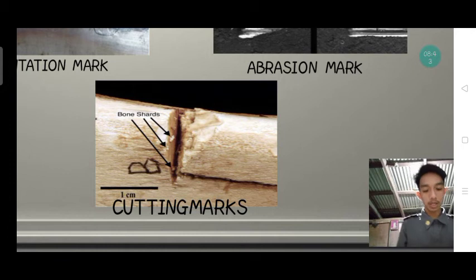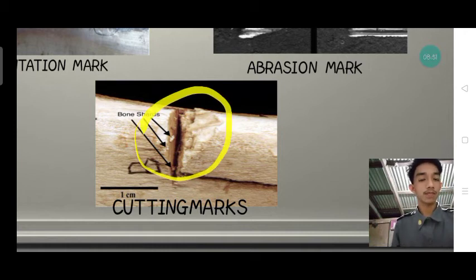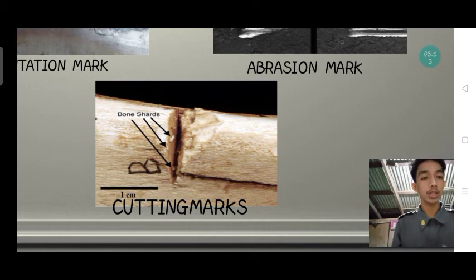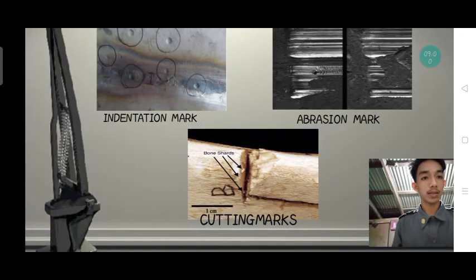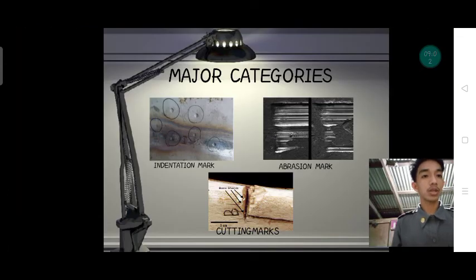So, sa cutting mark naman, pag yung nag-produce along the edge of a surface is naka-cut. So, dito, makikita nyo po naman dito. Pag yung edge daw ng surface is naka-cut, nagko-contain siya ng cutting marks, nagpapakita siya ng cutting marks. So, ayan po yung mga major categories natin. Tatlo: indentation mark, abrasion mark, and cutting marks.